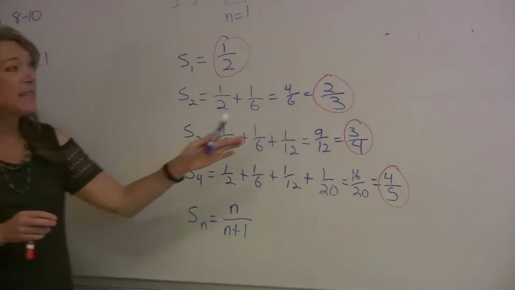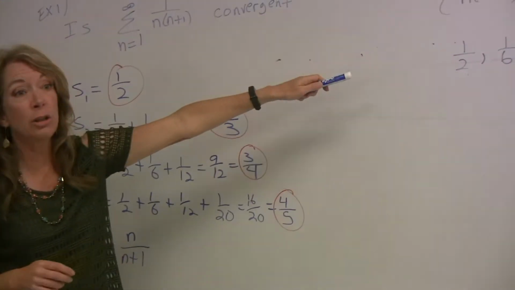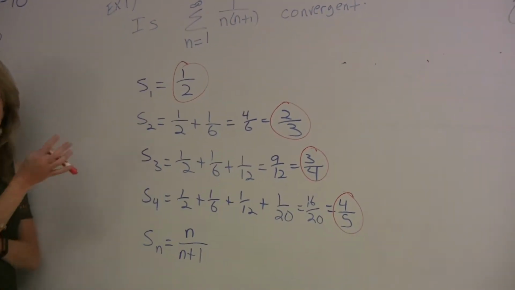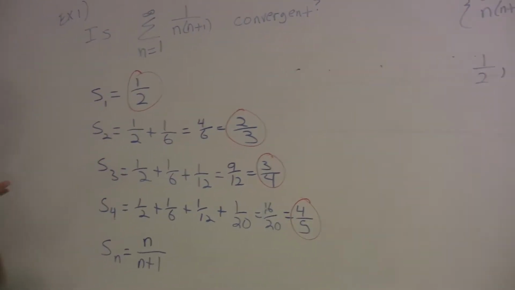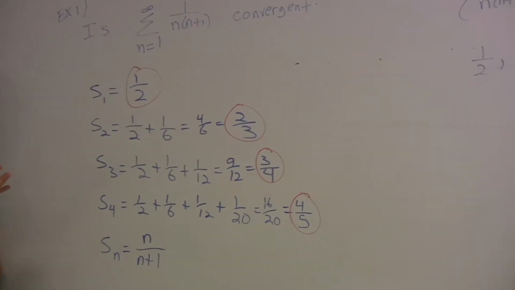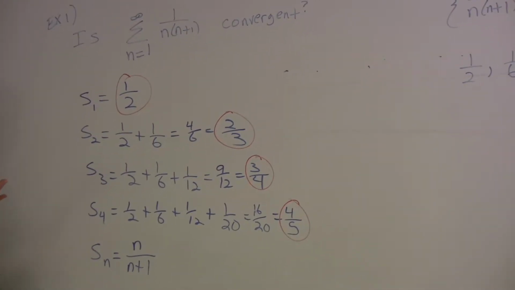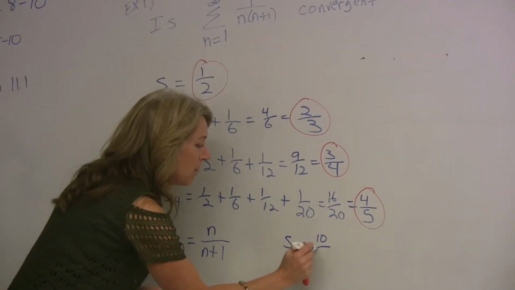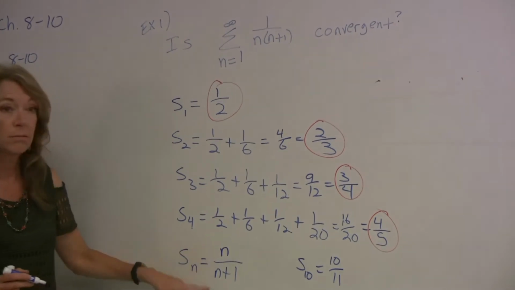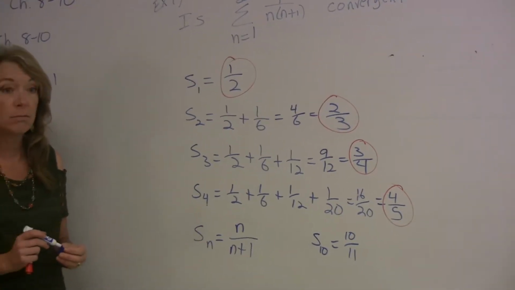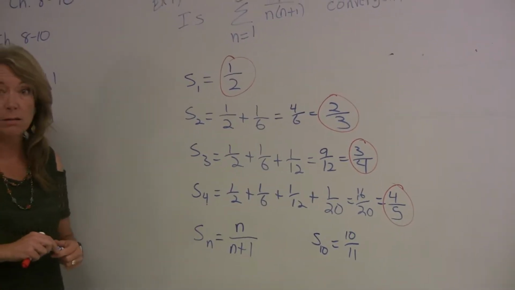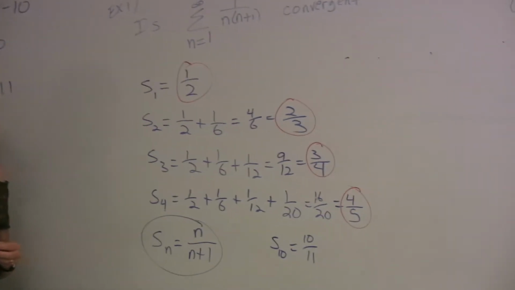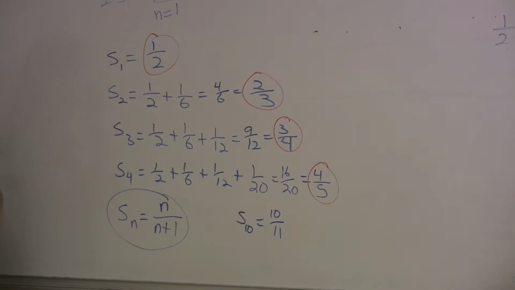So if I wanted to add up the first 10 terms of this series, I could add those 10 fractions. Or I could say, you know what? S10 is going to be 10/11. See how I did that? We found this pattern and then used that. Easier than doing the sum of all of those.